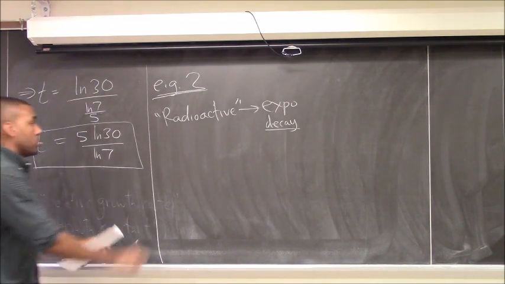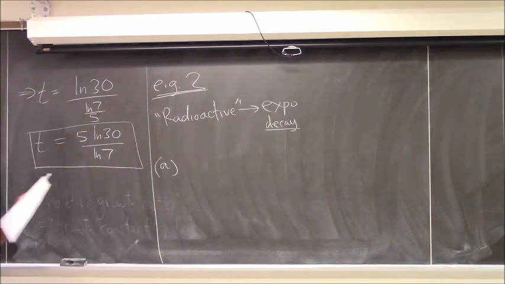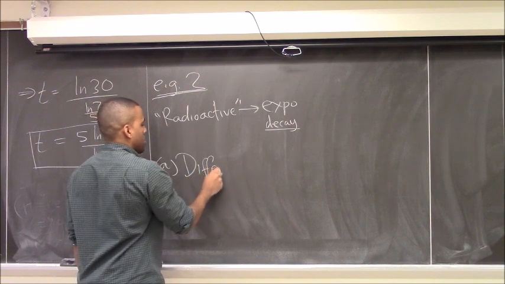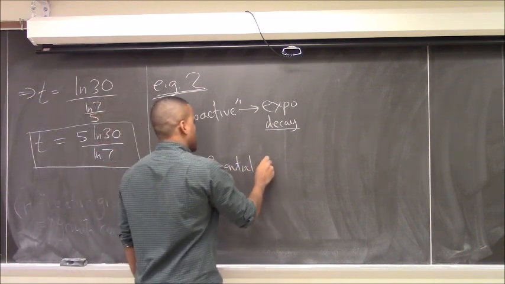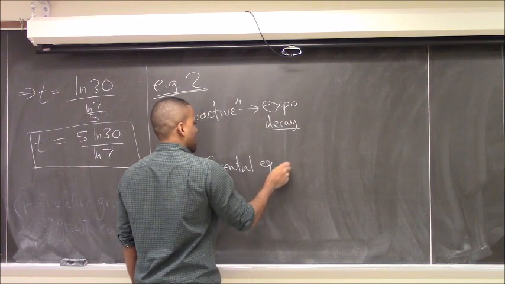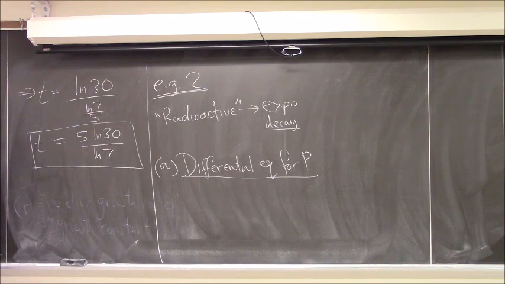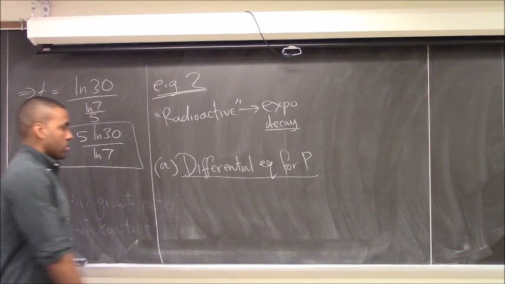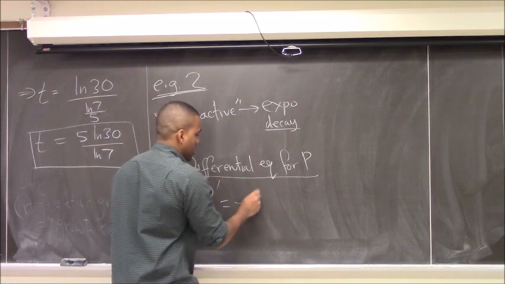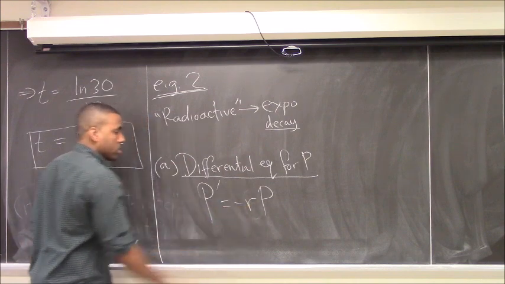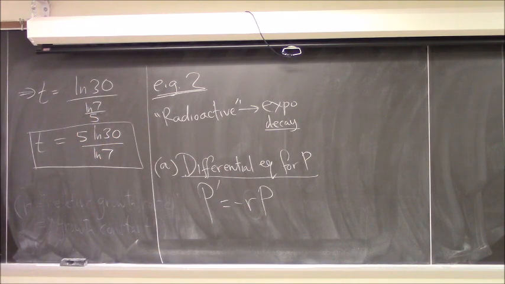Okay. So we'll start with A. Find the differential equation satisfied by P. So what's that? P prime equals negative rP. In other words, we need to find this r. How am I going to find that r? Oh, negative P prime over P equals r.